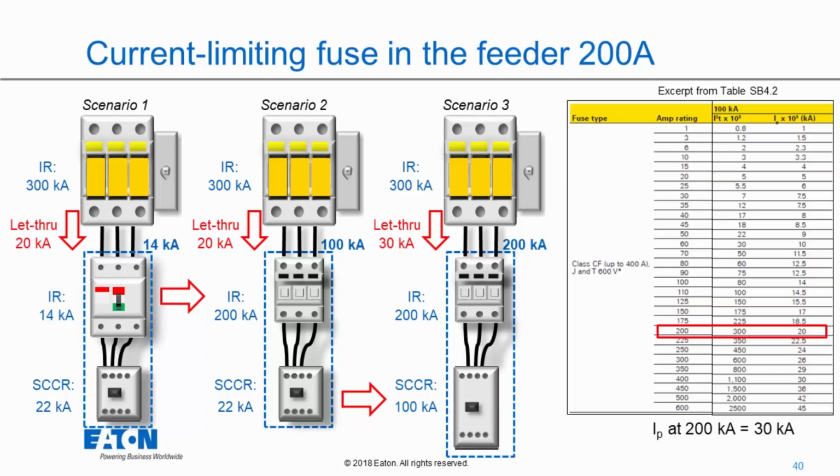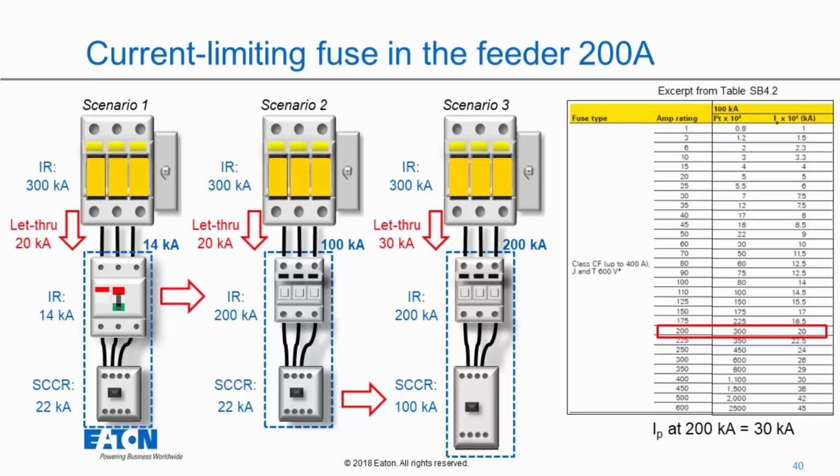So we're, again, going to do an example here. In this case, I'm using a 200 amp cube fuse in my feeder. My 200 amp cube fuse, and very importantly, we're looking at that 100 kA column. So at 100 kA available, the peak let through of this fuse is 20 kA. So I'm going to use that value, 20 kA, as my let through value. So again, scenario 1: current limiting fuse in my feeder, let through 20 kA, downstream rating 14 kA, 22 kA.